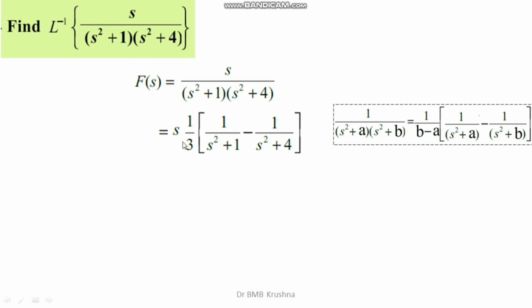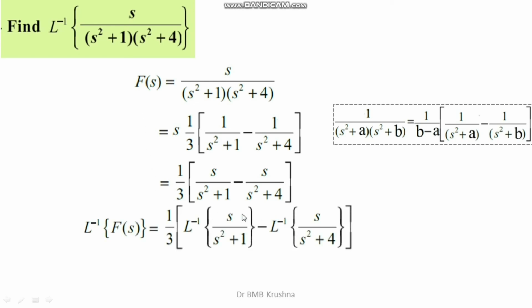Just we have written 1 by 3 times of 1 by s square plus a. We have assumed a is 1 here, 1 by s square plus 1 minus 1 by b is 4 here, 1 by s square plus 4. This is just how we can simplify this function as sum of partial fractions. Now 1 by 3 is constant. Now s can be brought into both the numerators in the respective terms. S by s square plus 1 minus s by s square plus 4. Now it is in the completely s space.